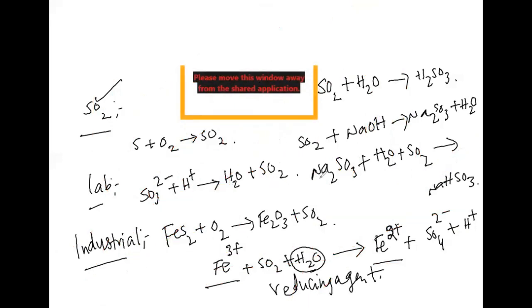Now Fe3+ plus SO2 plus H2O gives rise to Fe2+ plus SO4 2- plus H+. What is the shape of SO2 here? That is S double bond O, single bond O, like this. This is one structure for SO2. We can also write another structure, that is S double bond O and S double bond O, like this.